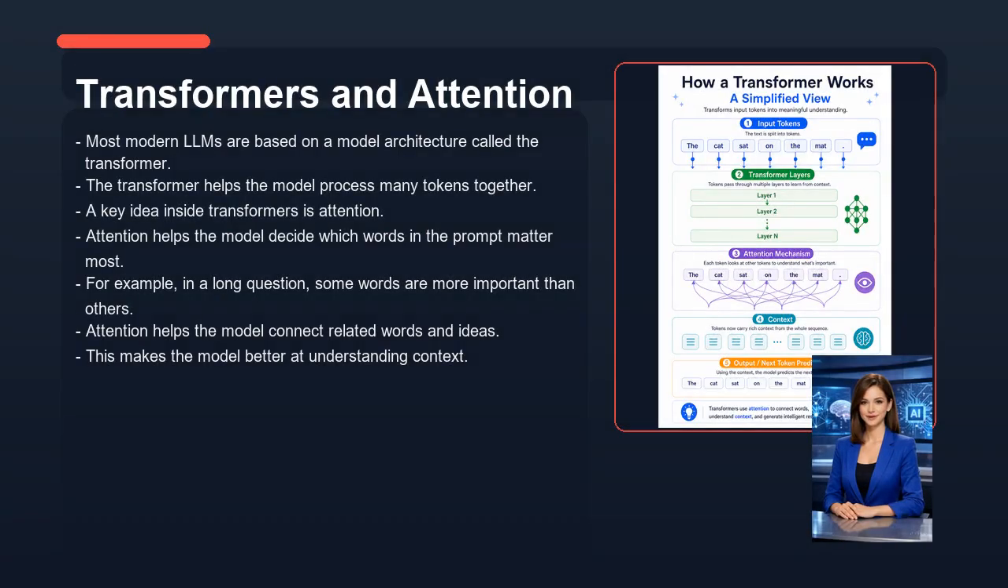Now let's look at transformers and attention. Most modern LLMs are based on a model architecture called the transformer. The transformer helps the model process many tokens together. A key idea inside transformers is attention. Attention helps the model decide which words in the prompt matter most. For example, in a long question, some words are more important than others. Attention helps the model connect related words and ideas. This makes the model better at understanding context.